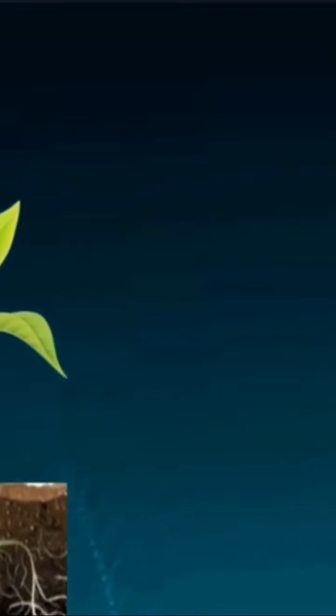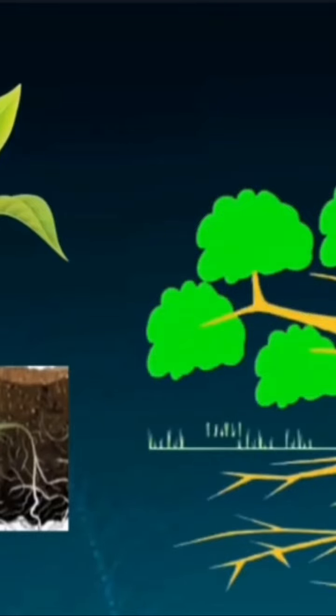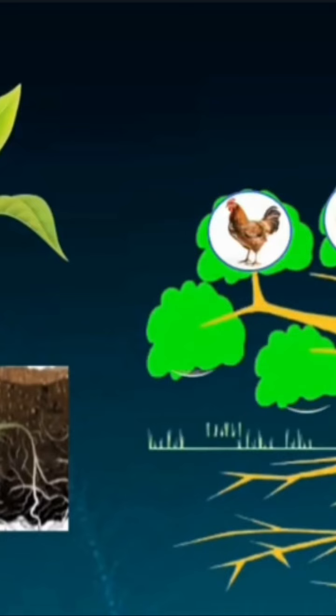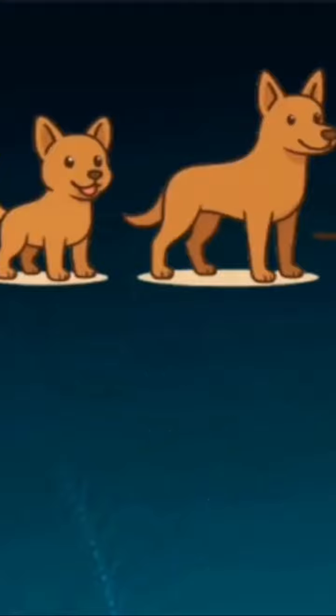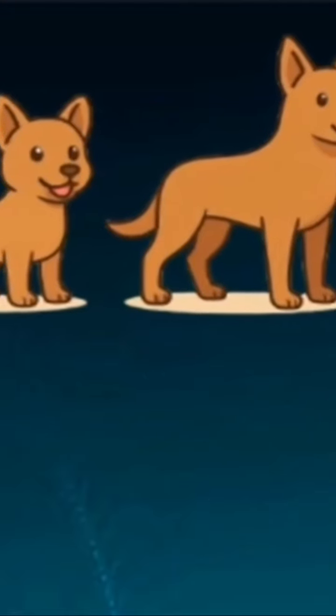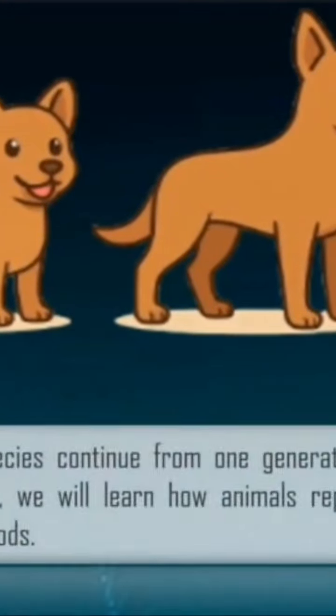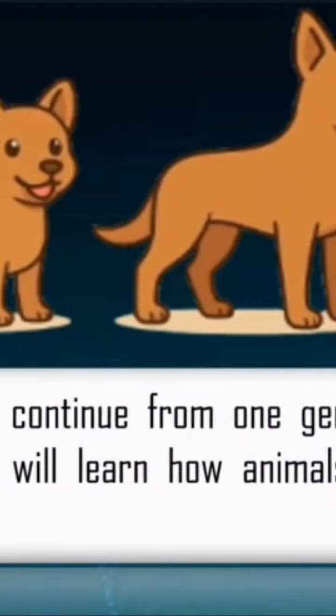Now, what is reproduction? Reproduction is the biological process through which animals create new individuals like themselves. Without reproduction, life on earth would stop existing. So, in this chapter, we will explore how animals reproduce, how new life begins, and the remarkable stages of development.